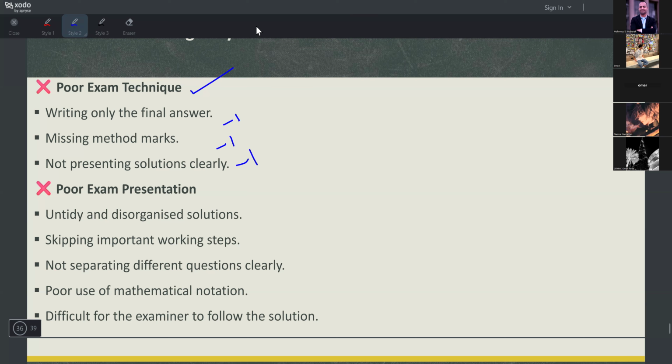Poor exam presentation. An untidy and disorganized solution, you will lose marks. Skipping important work in the steps, you will lose marks. Not separating different questions clearly, you will lose marks. Poor use of mathematical notation makes it difficult for the examiner to follow the solution.